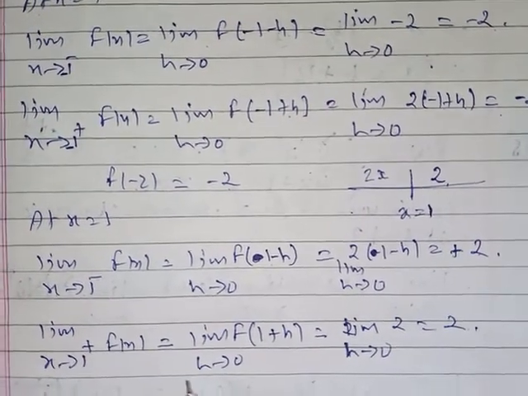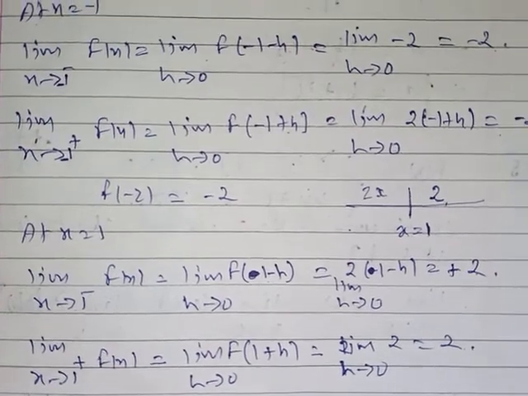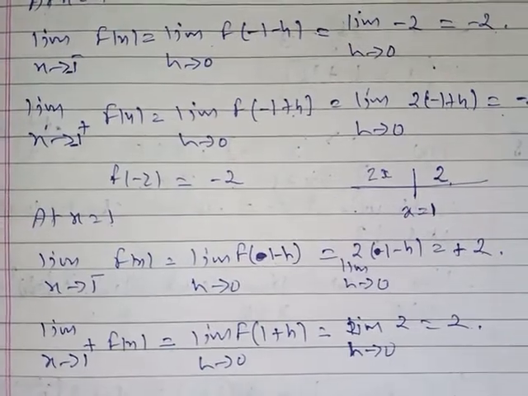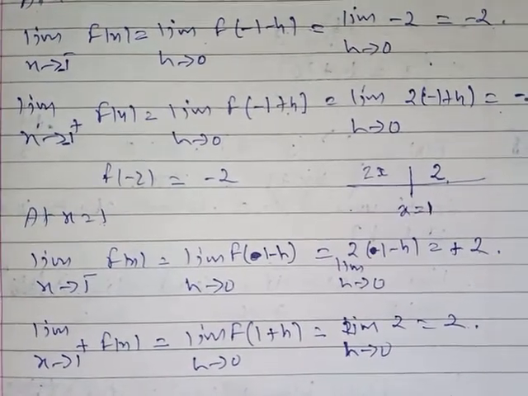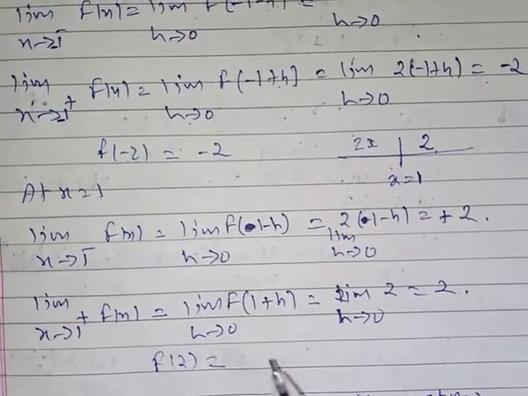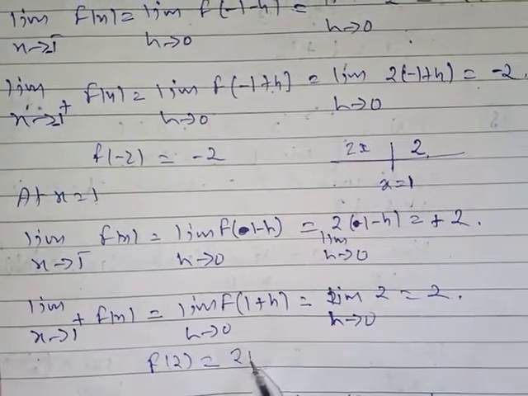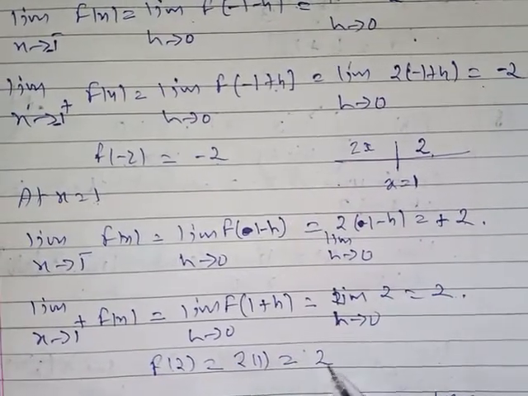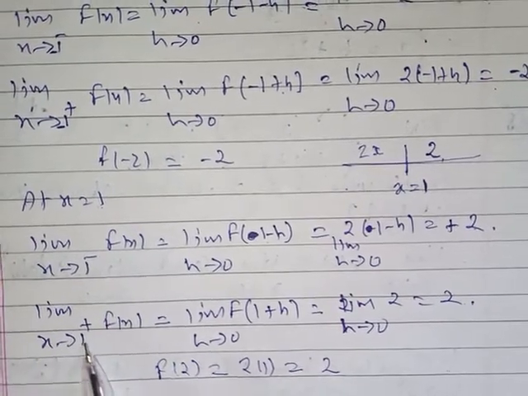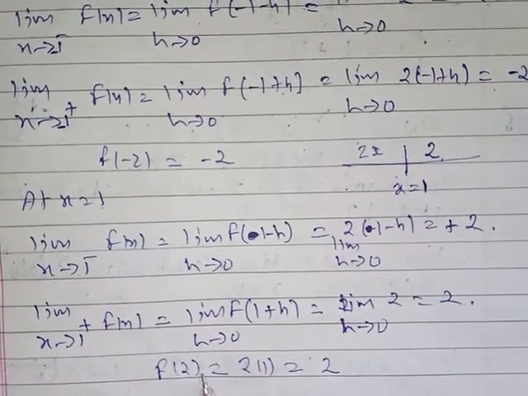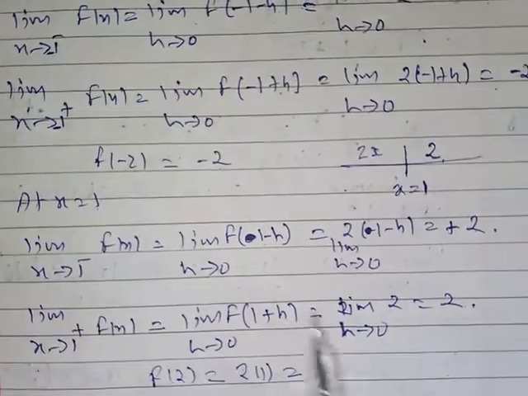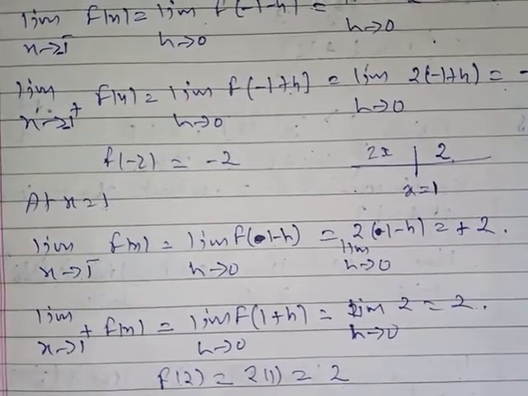So what we see is the limit x tends to 1 minus f of x is equal to limit x tends to 1 plus f of x, and let us check the value of the function at 1. f of 1 is 2 into 1, since 2x is there, so it is 2. So limit x tends to 1 minus f of x is equal to limit x tends to 1 plus f of x is equal to f of 1, and therefore the function is continuous at x is equal to 1.